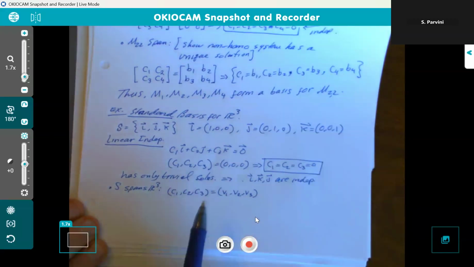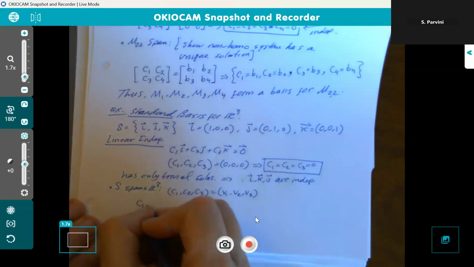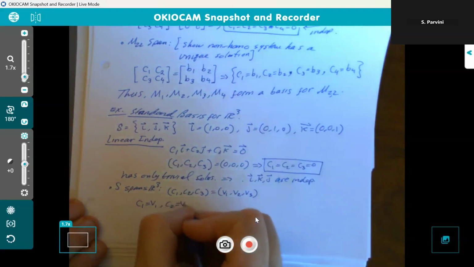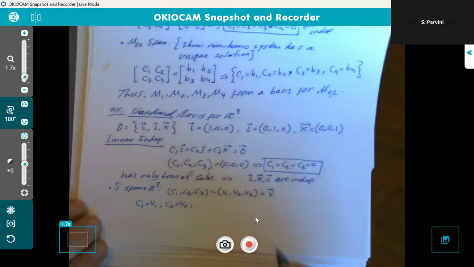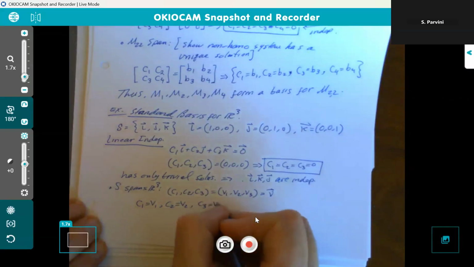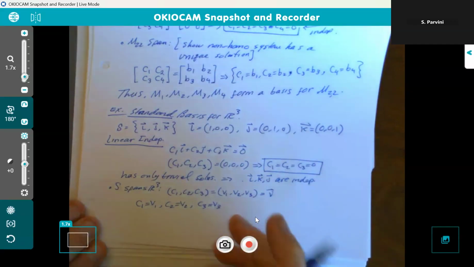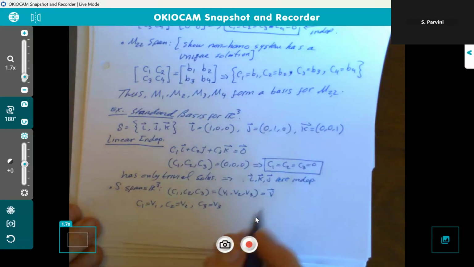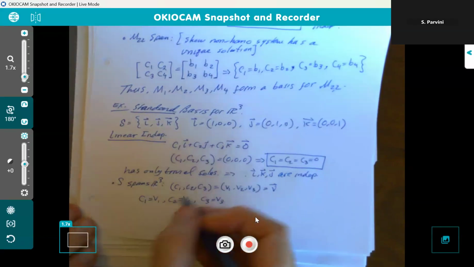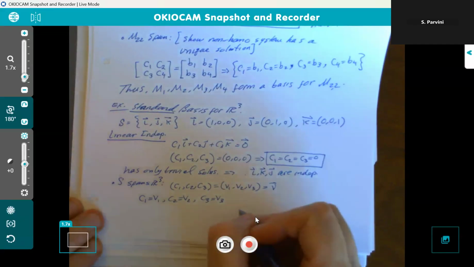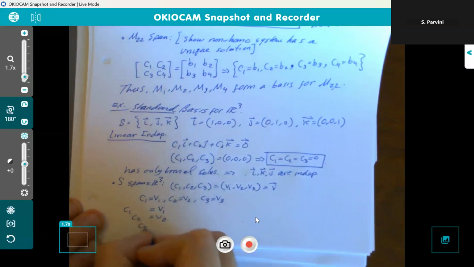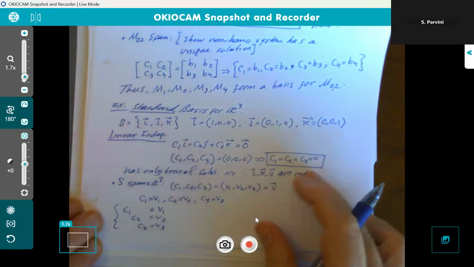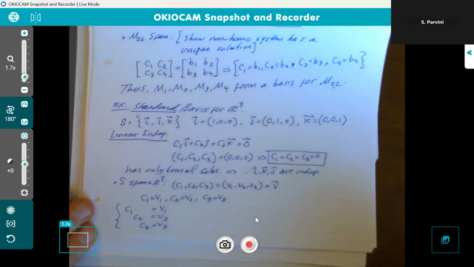So now, if you solve this, what do we get? We get C1 is equal to V1, C2 equals V2. And remember, these are scalars. These are components of a vector. And C3 is the third component. And if you think in terms of coefficients, the matrix of coefficients looks like this. C1 equals V1, C2 is V2, C3 is V3, right? That's going to be the non-homogeneous system.